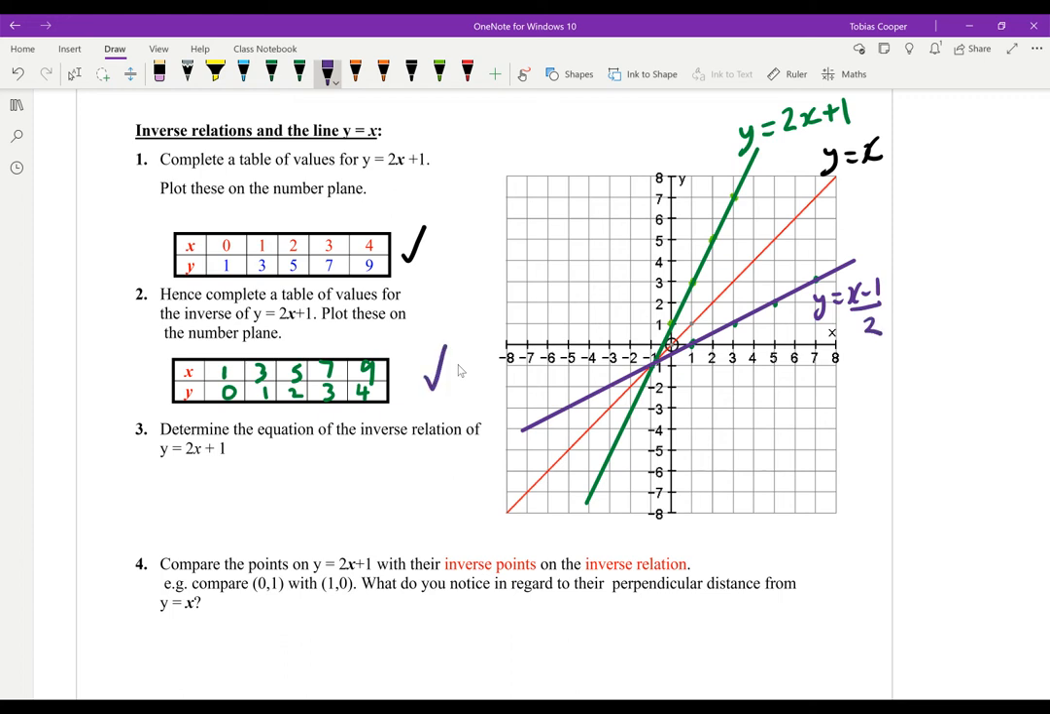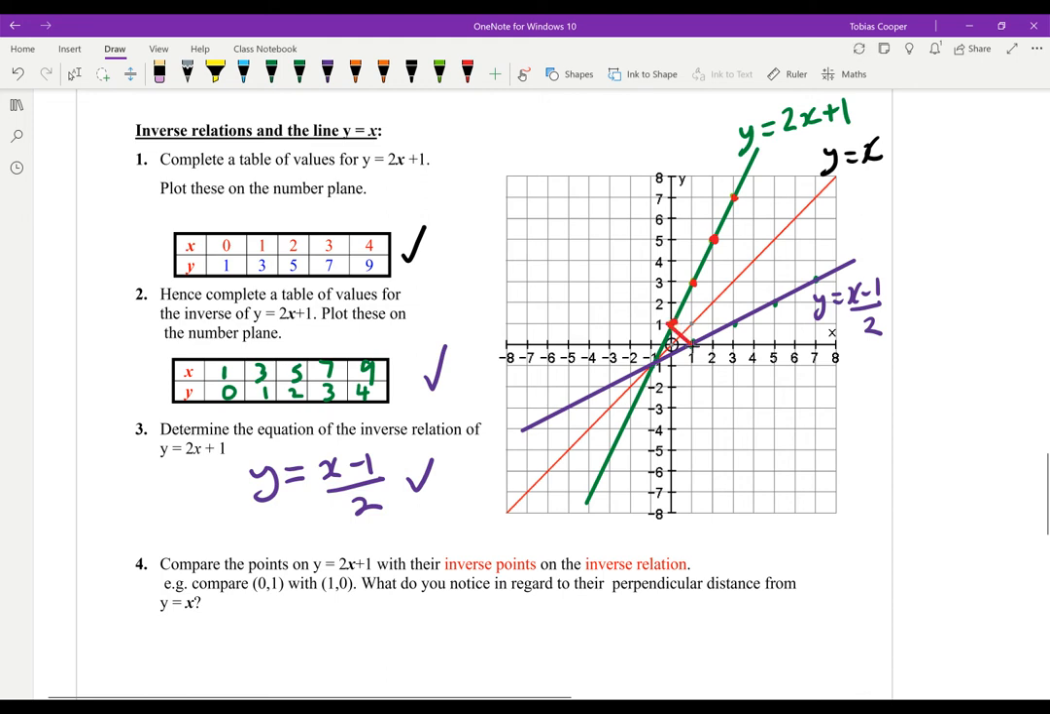So we've done the first two parts there, and we kind of cheated by looking at the answer from the previous page. So there we go. So we've done 1, 2, and 3. It says compare the points on y equals 2x plus 1. So let's just colour them in a bit so you can see where those points are that I plotted before. Here they are.